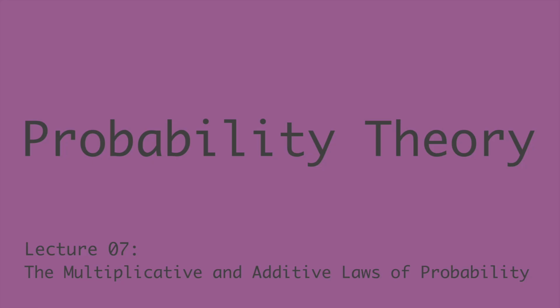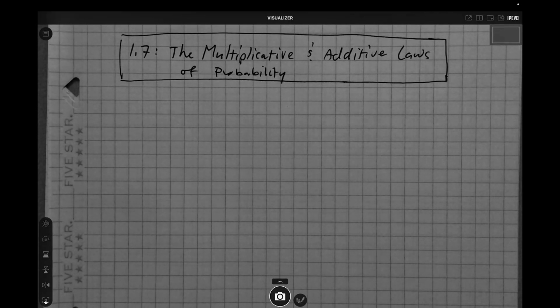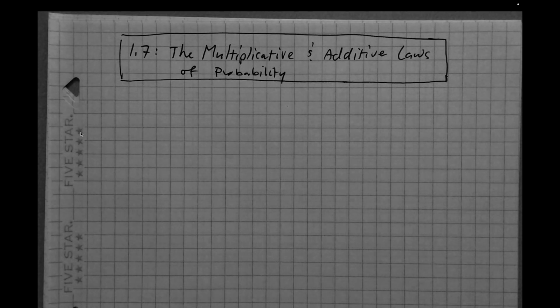And in this section, we're going to discuss the multiplicative and additive laws of probability. These are two laws that are very helpful when we're trying to identify the unions and intersections of events. So let's go ahead and jump into it. We'll call this section 1.7, the multiplicative and additive laws of probability.